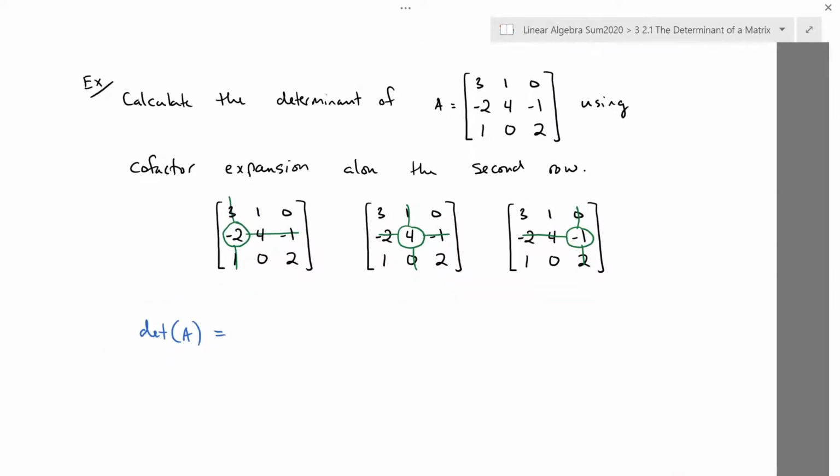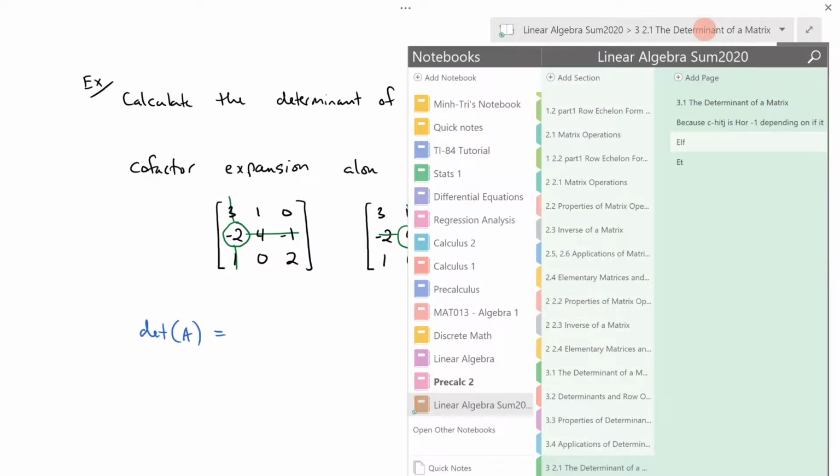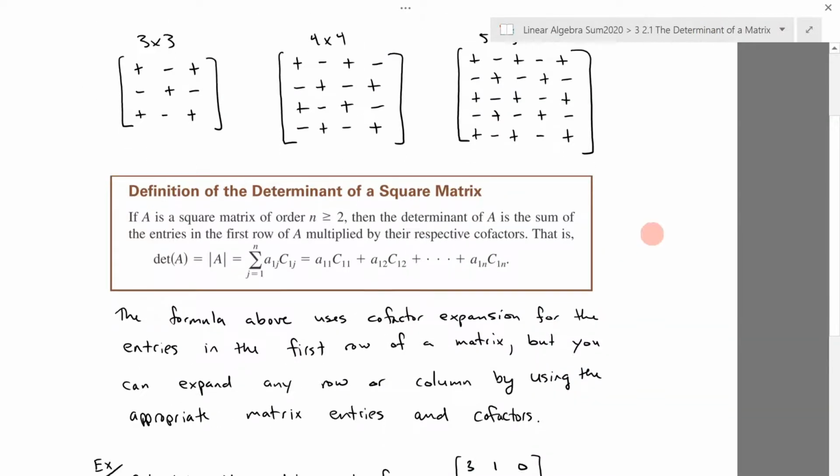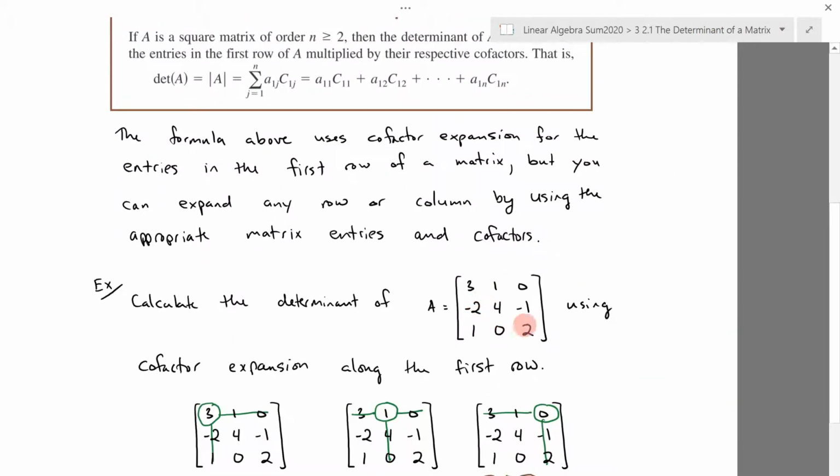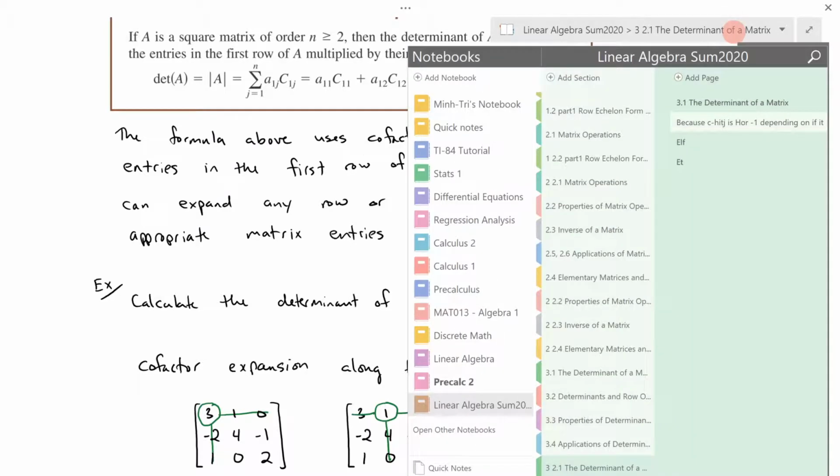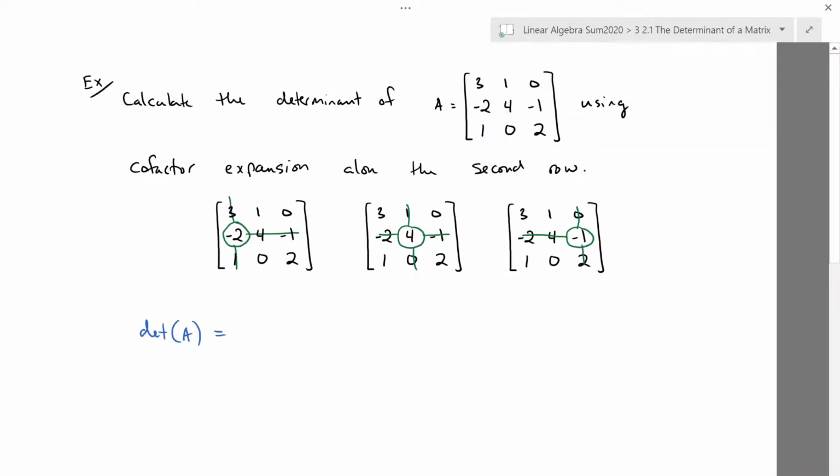Okay, so here we have the same matrix as before. You can go back to the previous page, and you can see that it's exactly the same matrix. We're going to calculate the determinant again, except now we're going to look at how to expand along the second row, and then we'll see that the determinant is still the same. So it doesn't matter which row or column you use.